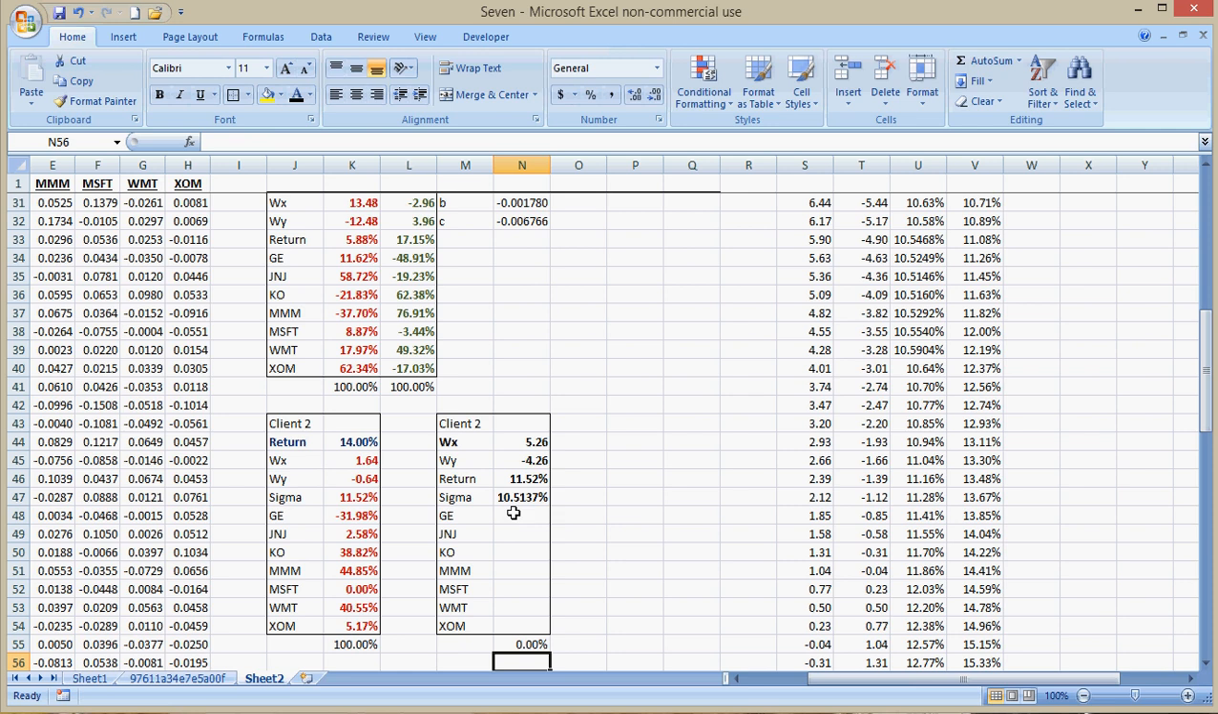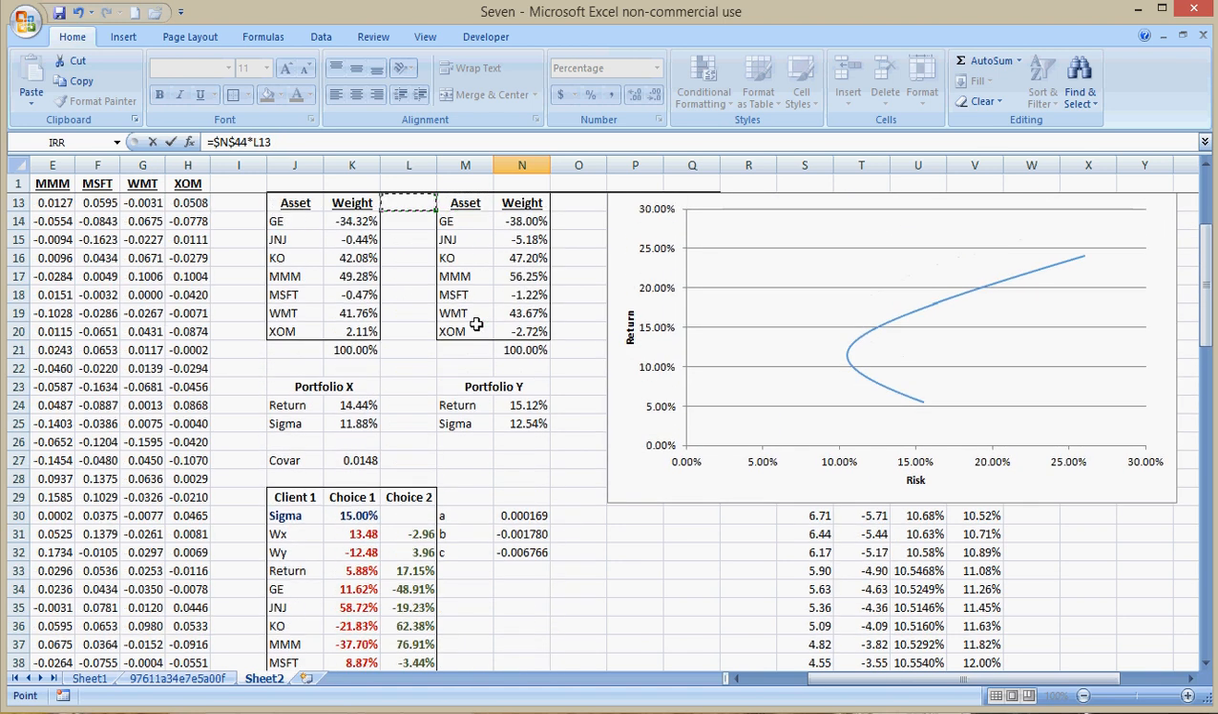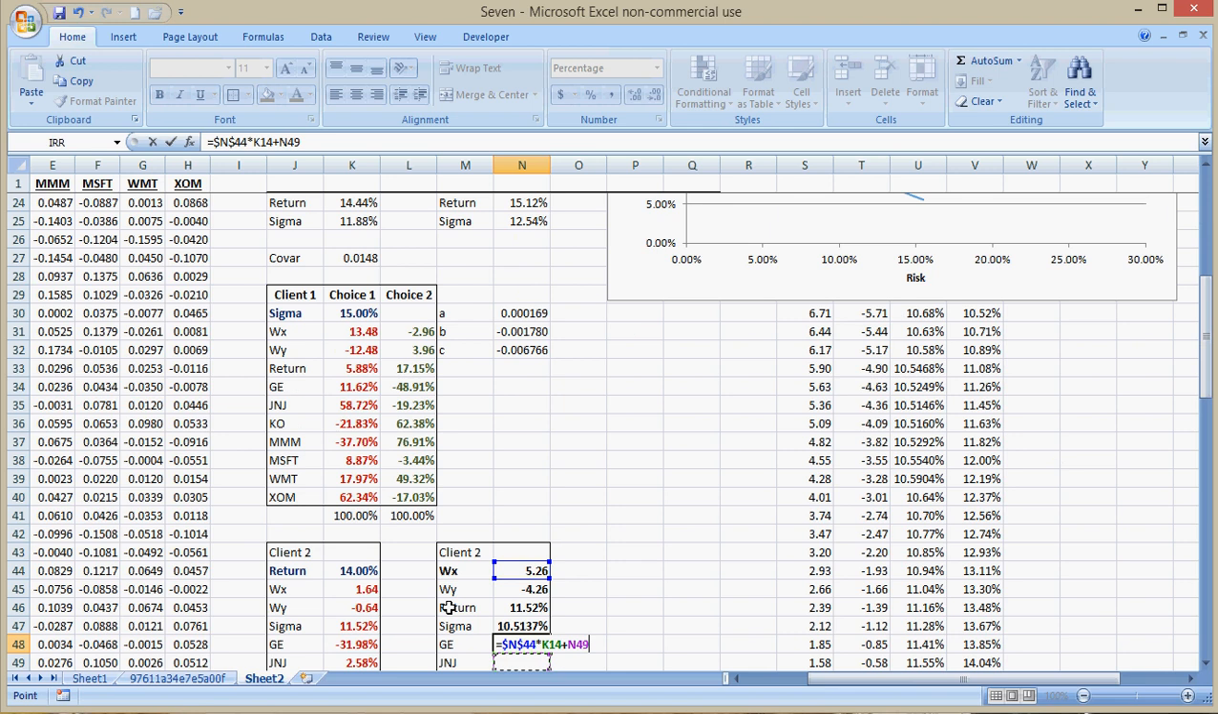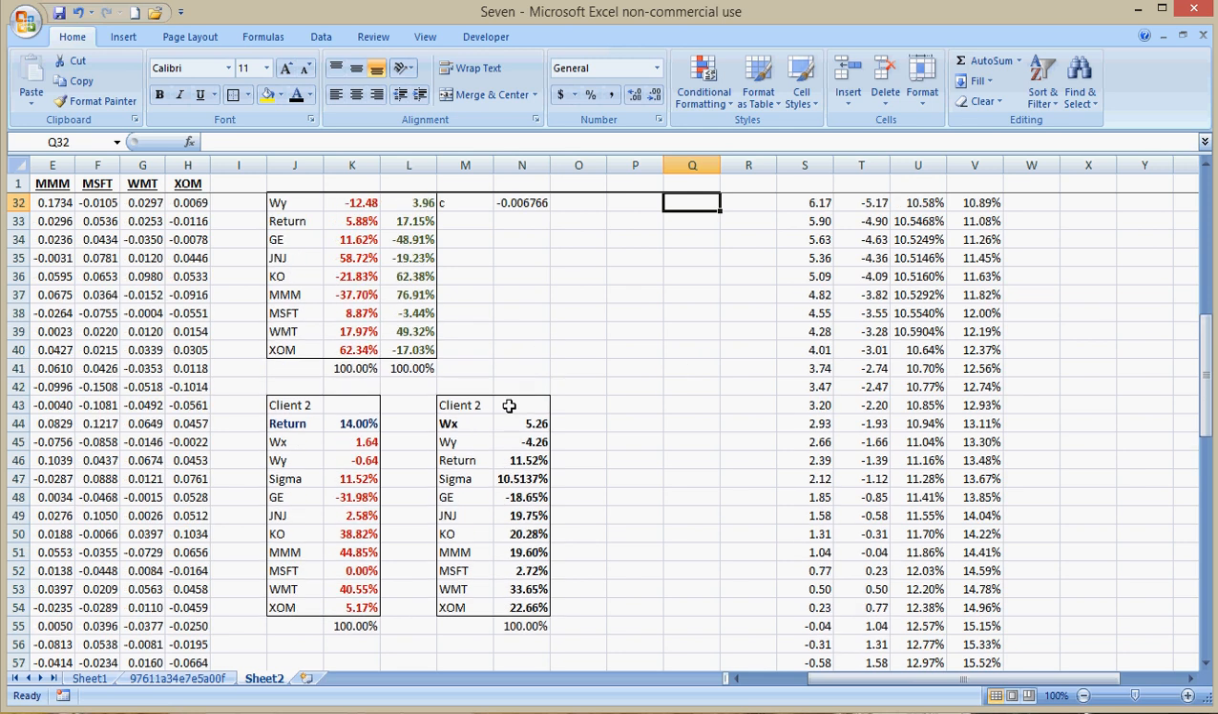And then we do the same thing for the weights in each individual stock. 4 times weight in GE plus the weight Y, F4 times the weight of GE in portfolio Y. And now I just copy this down, and that's it. Just need to make that look good, and I got it. That should be client number 3 instead of client number 2.